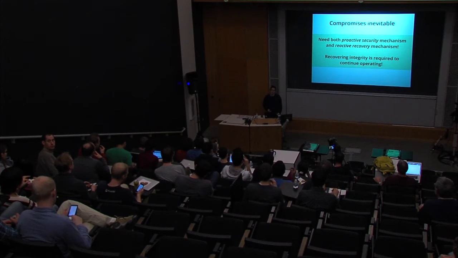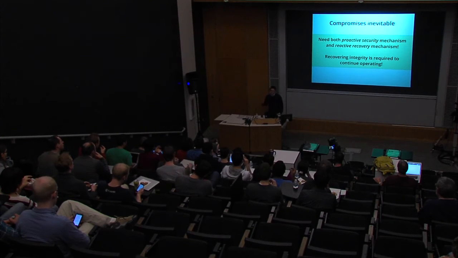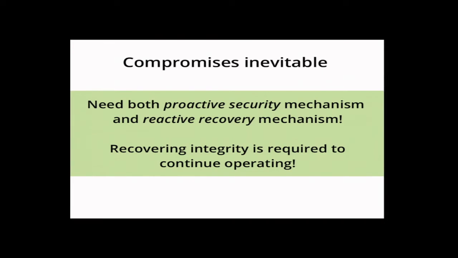What I want to argue here today is that we need proactive security mechanisms trying to prevent the attack in the first place, and at the same time, we need reactive recovery mechanisms that we might be able to invoke once those inevitable compromises happen. Also, recovering integrity after those compromises is really important. In fact, it is required to continue operating our computer systems.